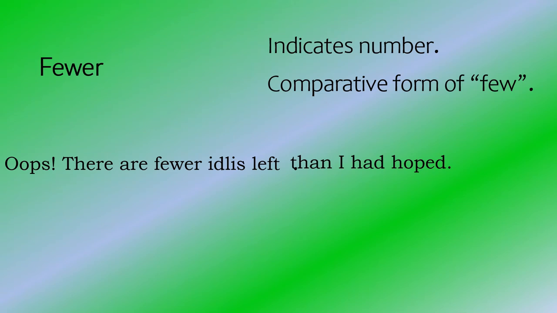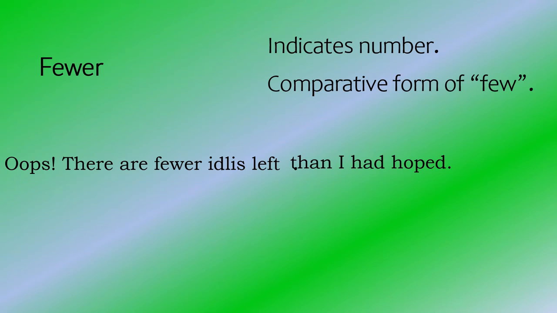Oops, there are fewer idlis left than I hoped. So a comparison is going on between the actual number of the idlis and my hope, the number of idlis that I expected to be present in the dish. A comparison between the actual and the expectation is made possible with the help of the determiner fewer. Is it clear, my dear friends?